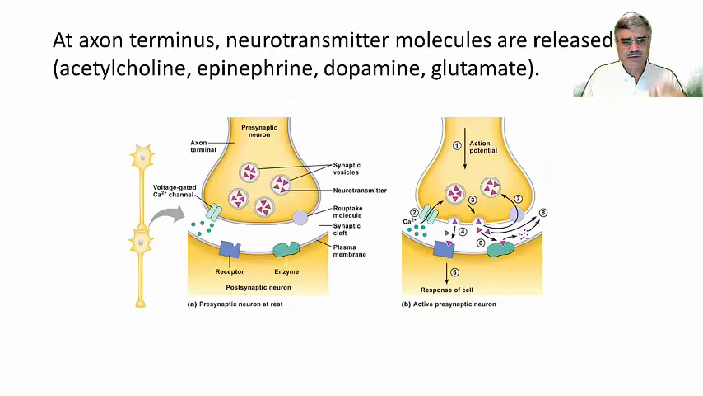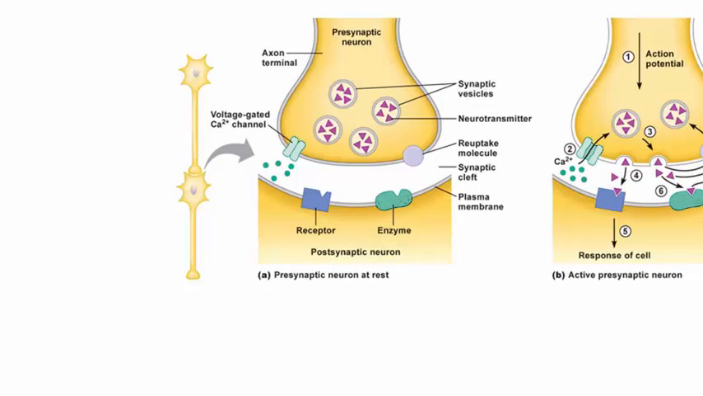This is a blow-up of the synaptic junction. If we look at the left first, we see the terminus of one axon. That's the one that's more rounded. And the dendrite of a second axon. At this top axon, the axon terminus, there are what are called synaptic vesicles that contain neurotransmitter molecules.